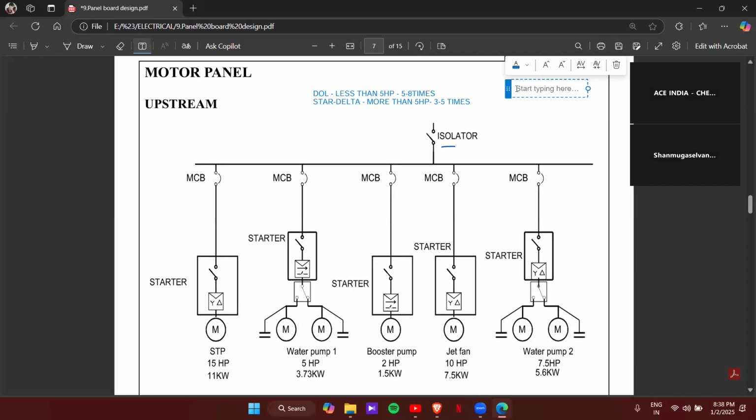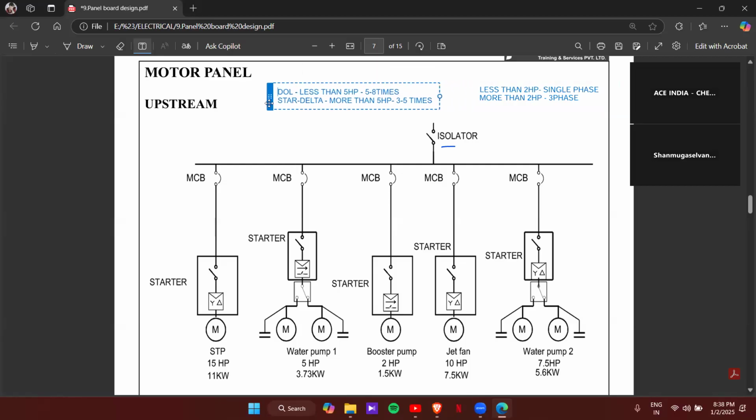If the motor capacity is less than 2 HP, this will be single phase. More than 2 HP, we will go for three phase. And most of the time, we'll be stating the capacity in HP, that is horsepower. But for the calculation part, we have to convert HP to kilowatt.